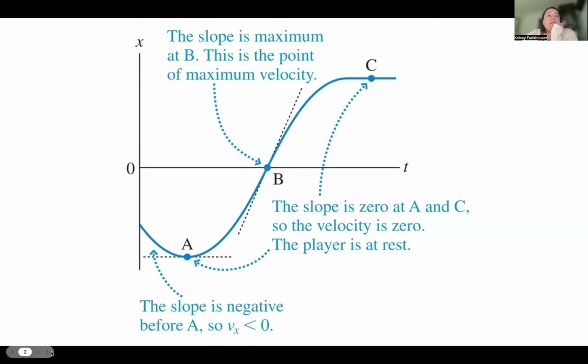So what you do is you still look at the slope. Here, the slope is first negative, so that means velocity needs to start below zero. And then it goes to zero at this point A, and then it slowly starts to increase again until we reach the origin position again where x equals zero.